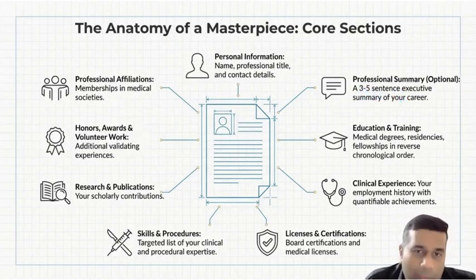sentences of executive summary of the entire career of that candidate, and it will be followed by the education and training, and we will then include the professional affiliations, honors and awards, or the volunteer work that the candidate has done. It will be followed by the research and publication, as well as the clinical experience of the candidate. Then at the end, we will have all the details of the skills and procedures that have been done, in case it's a clinical specialty, and also the license and certification of the candidate.